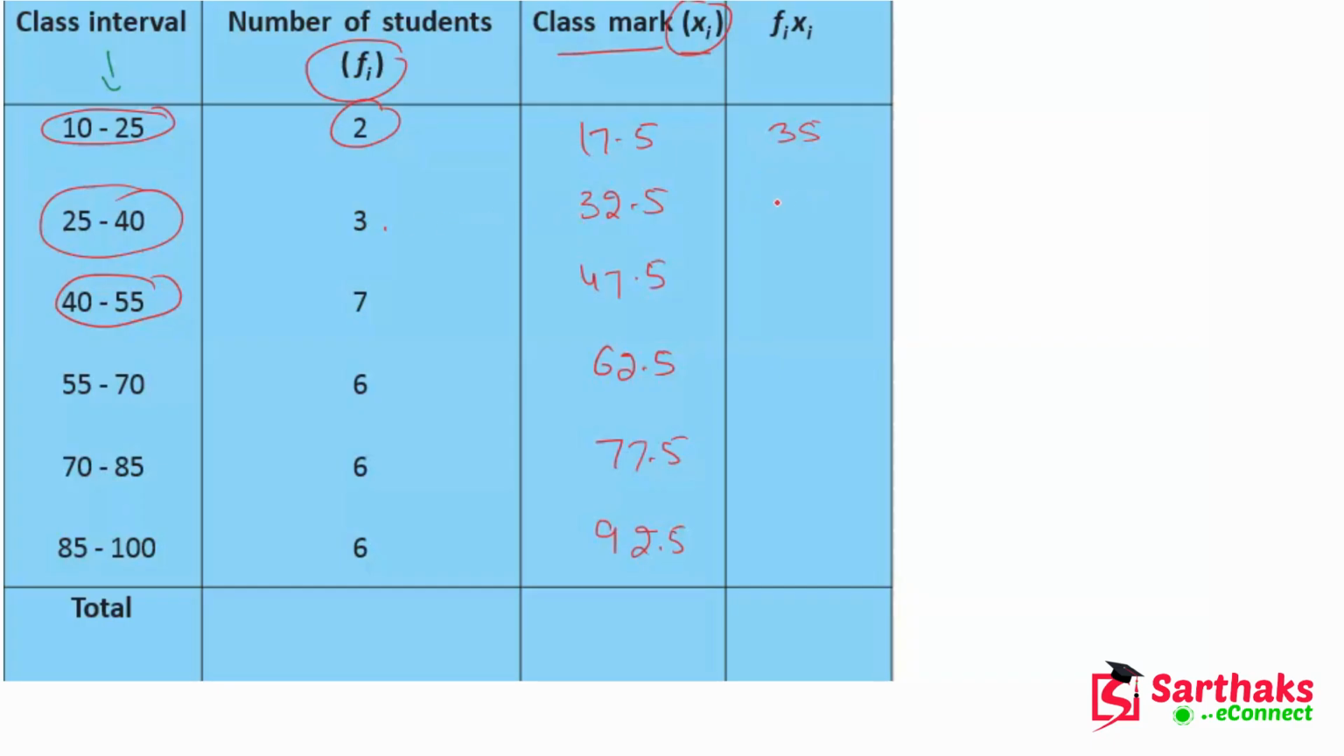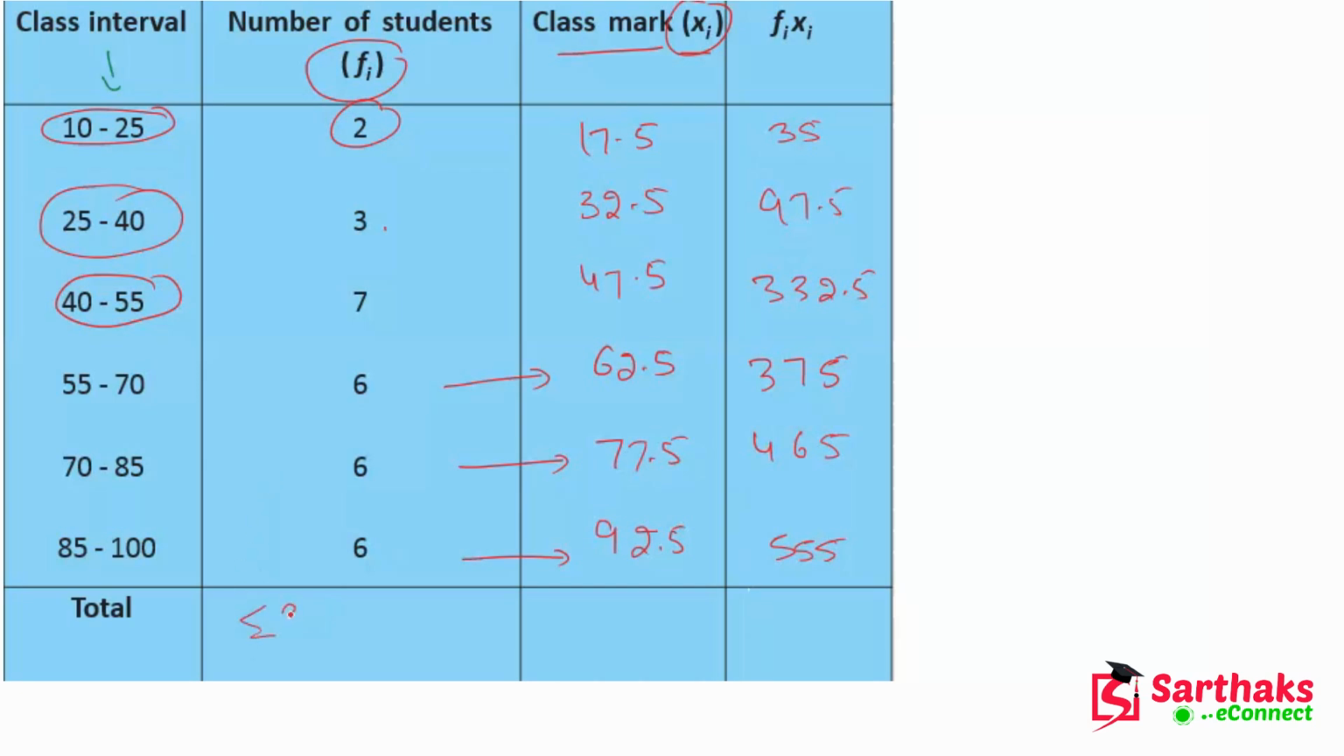So this will become 97.5. Okay, and if we multiply this, we get 332.5. If we multiply this, we get 375. Okay, my dear friend. And if we multiply this, we get 465. Okay, my dear friend. And if we multiply this, we get 555.